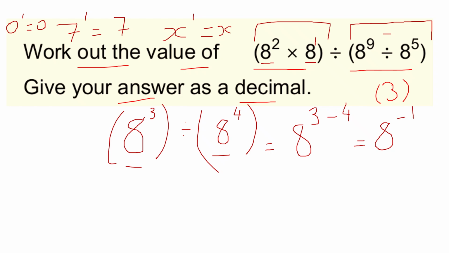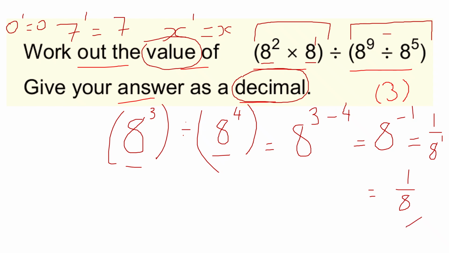This time it says work out the value of it, and give your answer as a decimal. Normally it wants it as a fraction, which is fine, but it wants it as a decimal. Well, we know when we have a negative index, or you may not know, actually, that's fine, that means the reciprocal, so it means 1 over 8 to the power of 1, and 8 to the power of 1 is just 8, so we have 1 over 8, so we have 1/8.